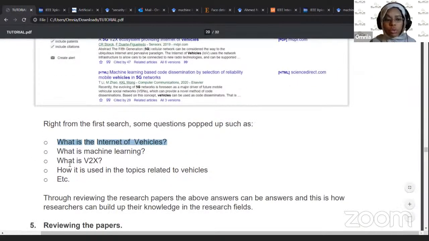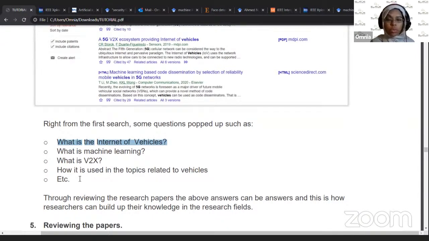The same thing we're going to do for the second 2 questions, and we also can get more questions. By doing this process, we now understand more about IOV. We also understood 5G technology, and we get into a position where we can identify the possible research questions.